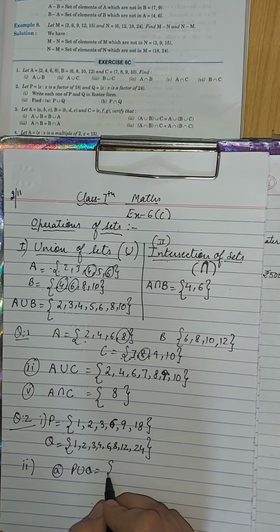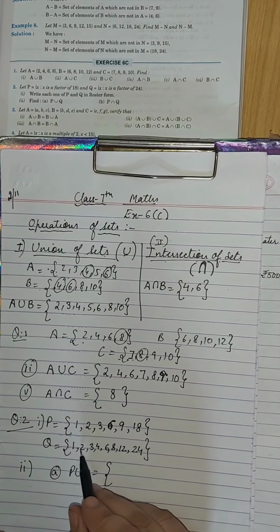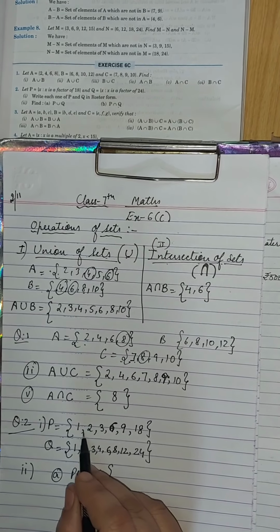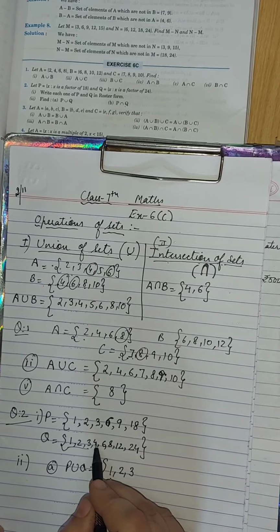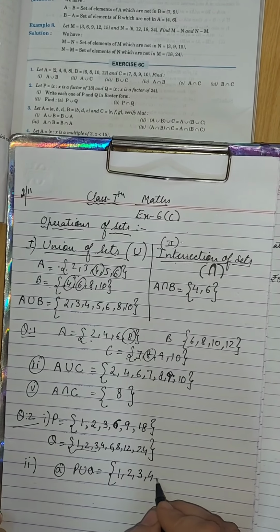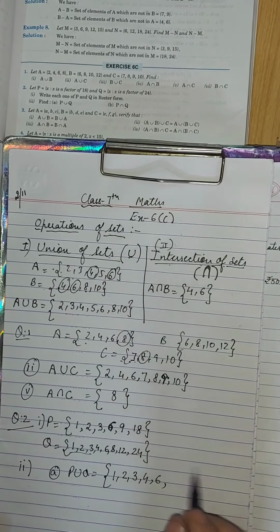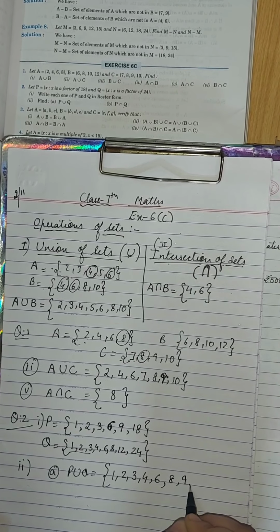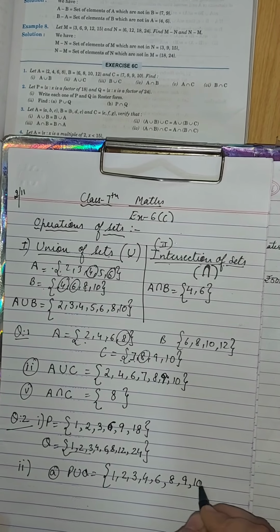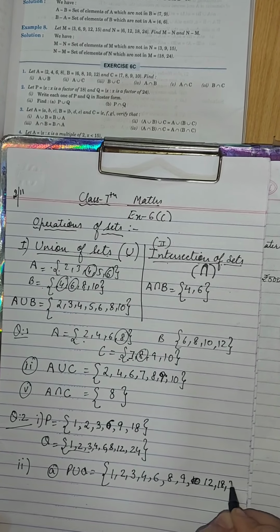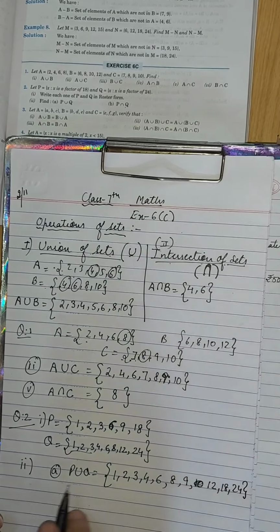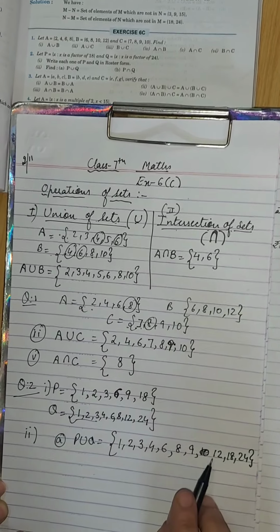In second part it is given, find P union Q. तो आपने इसको कंबाइन करके लिखना है. So what are the elements which we have to take? 1, 2, 3 दोनों में है. 1, 2, 3. 4 is there, 5 is not there, 6, 7 is not there, then 8, 9, 10 and 11 is not there, then 12, 18, 24. These are the elements of P union Q.